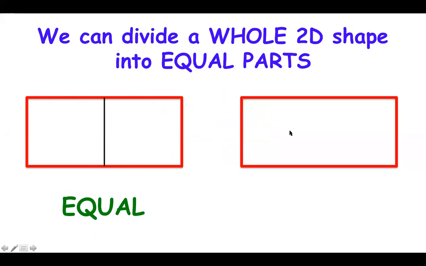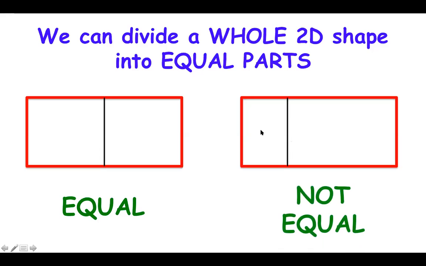Now over here in this rectangle, if I make a line over here that goes up and down, those parts are not equal. This part is a lot smaller than this part, and they're not the same shape. They're both rectangles, but this rectangle is tall and this rectangle is wide, so the parts are not equal. It's really important to make sure that the parts inside of a 2D shape are equal in this lesson.